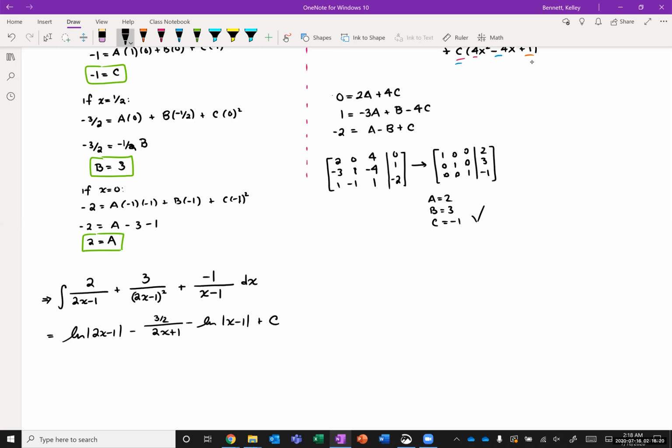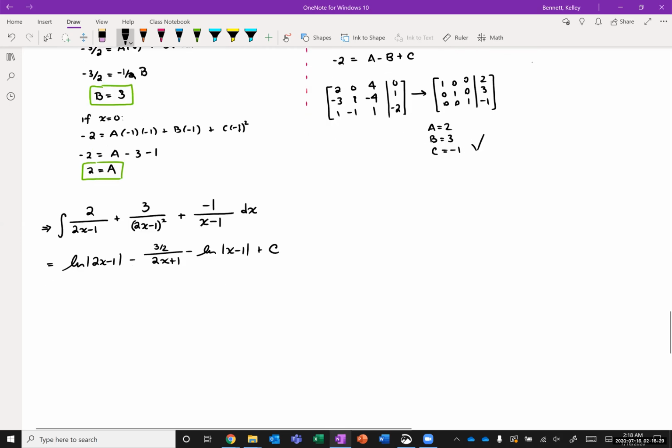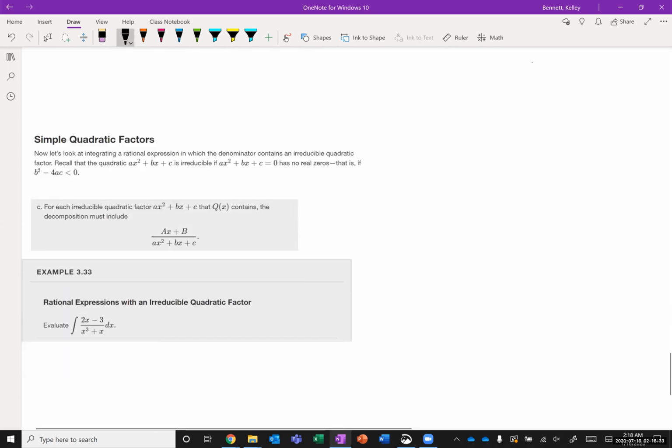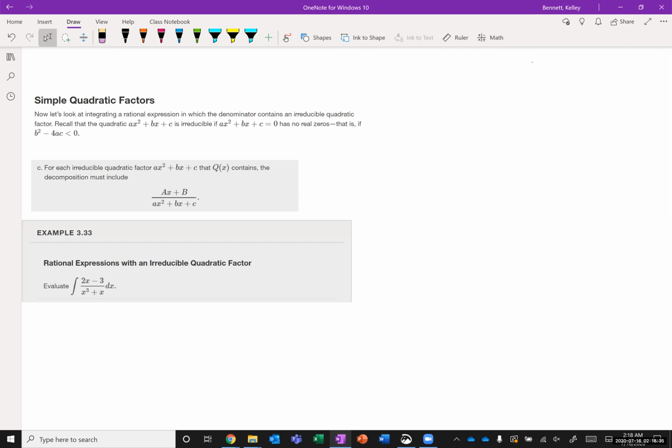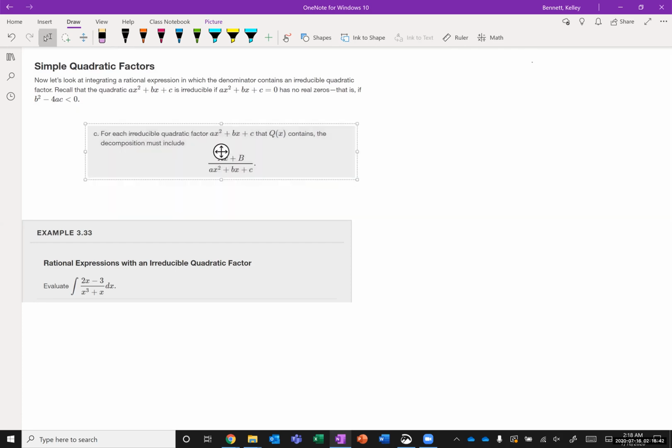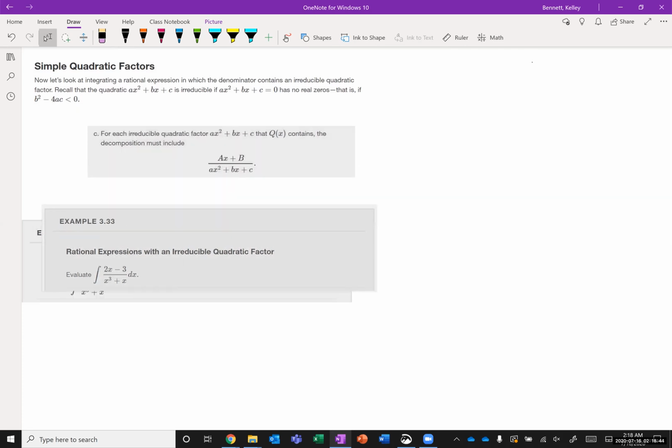So we only have one more thing to cover, which is what to do when we have irreducible quadratics. So when we have quadratics, irreducible quadratics, what happens is that our numerator becomes a linear term. So just FYI, this is the pattern.